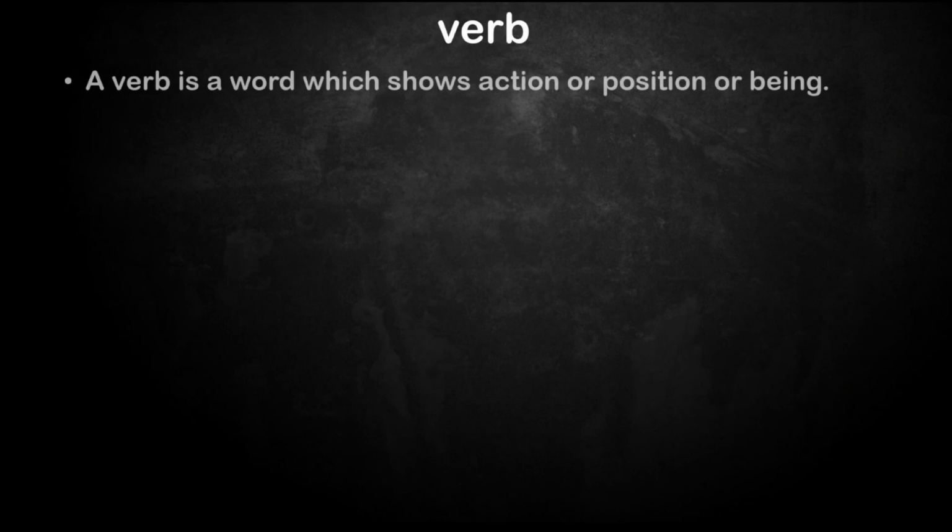Verb. Was ist ein Verb? First, I will show you important points to understand what a verb is. We will also see these points from the perspective of learning German verbs. The first point is, a verb is a word which shows us action or position or being. Whether we are putting something somewhere, it can be a thing.